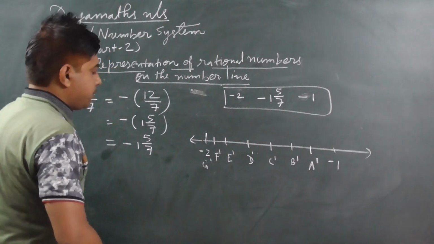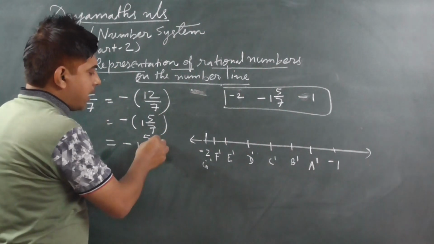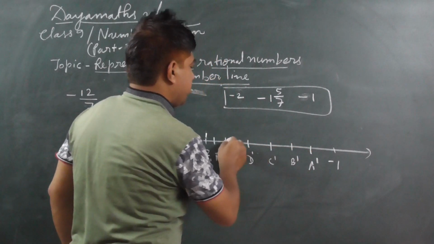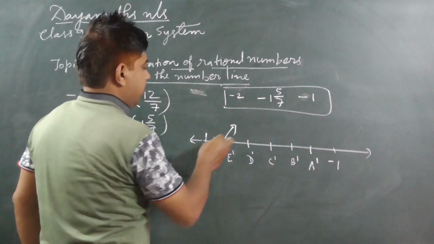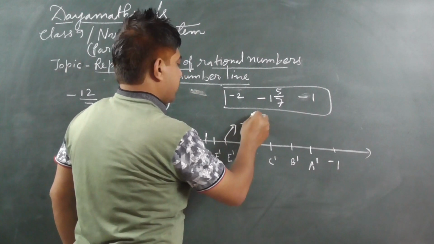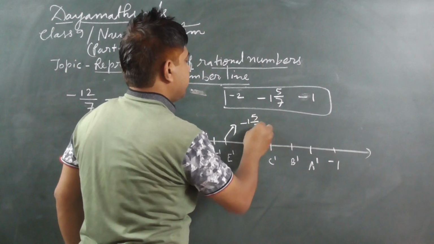So you have to take 5 parts out of the 7. So first, second, third, fourth, fifth. So this position will be considered as minus 1 and 5 by 7.